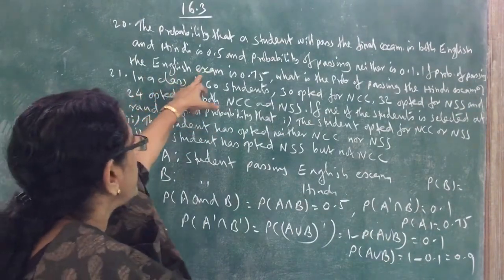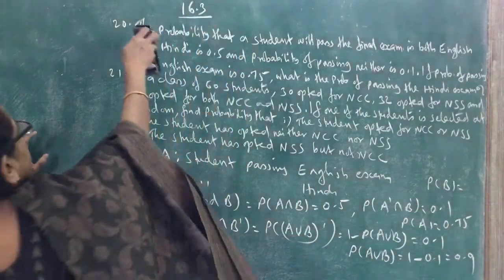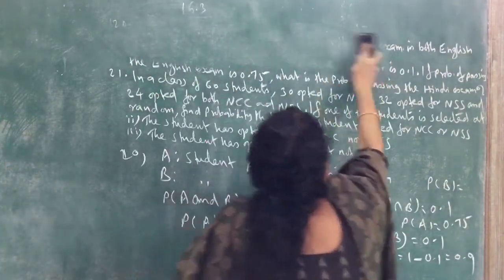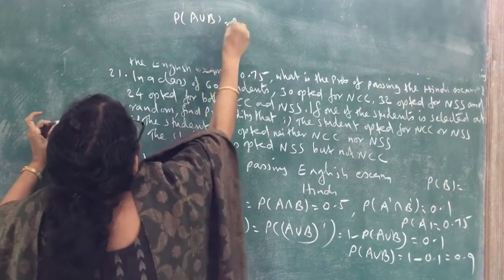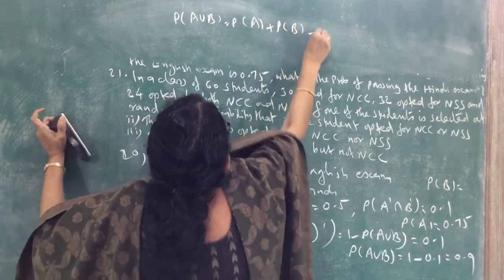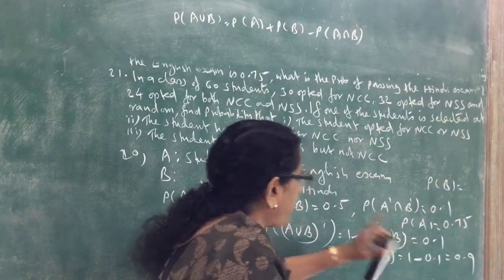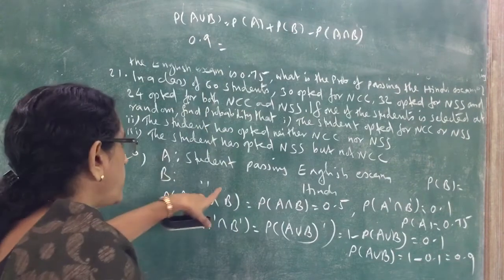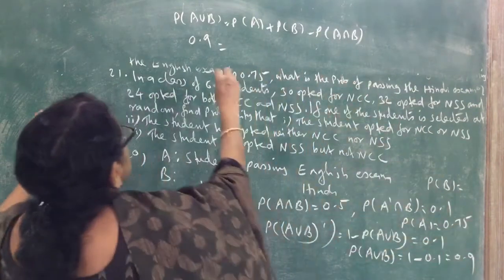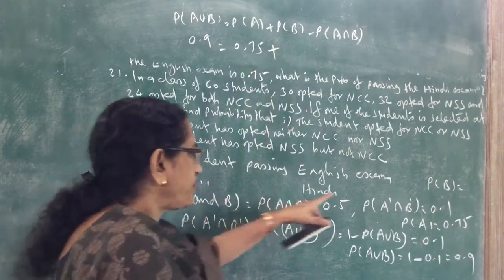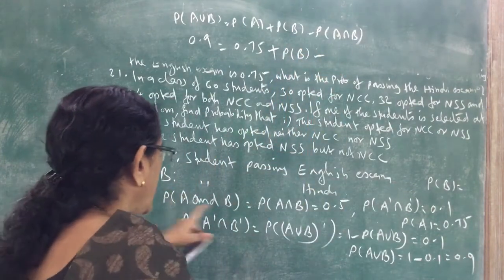Now we want to find the probability of passing the Hindi examination, that is probability of B. We use the formula probability of A union B equals probability of A plus probability of B minus probability of A intersection B. Substituting, probability of A union B is 0.9, so 0.9 equals 0.75 plus probability of B, which we want to find, minus probability of A intersection B, which is 0.5.